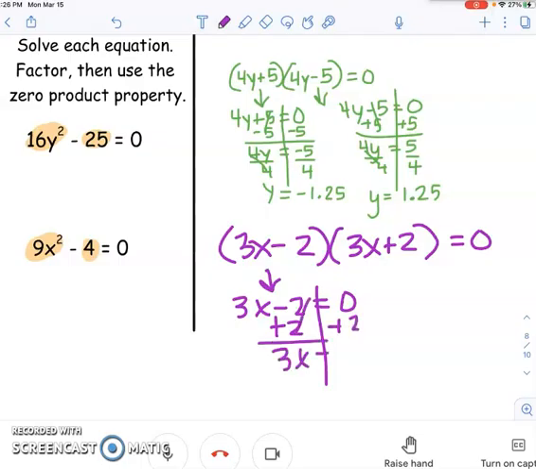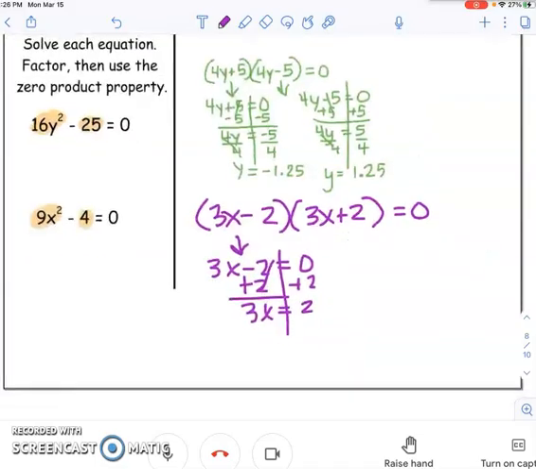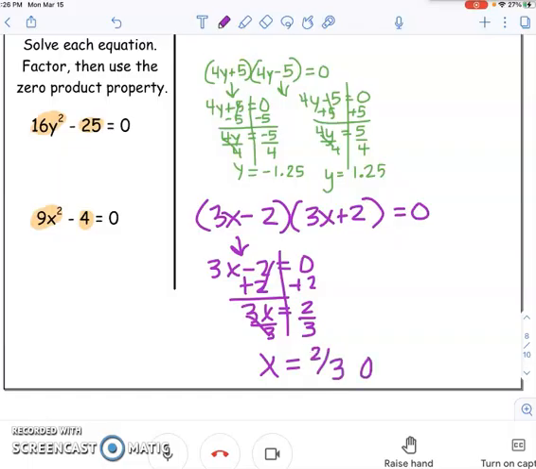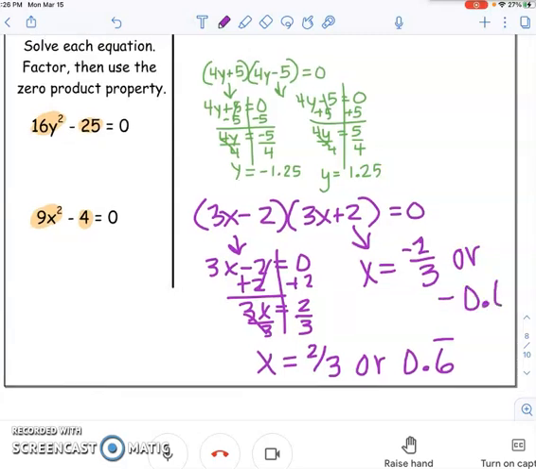3x equals 2. So then if I divide by 3, it's going to stay a fraction. So x equals 2/3. Or if you wanted to write that as a decimal, it would be 0.6 repeating. And then solving the other one is just going to give us negative 2/3 or negative 0.6 repeating. So make sure that you find both answers.